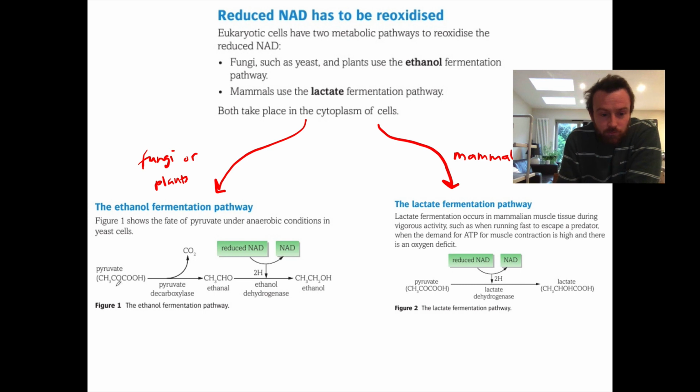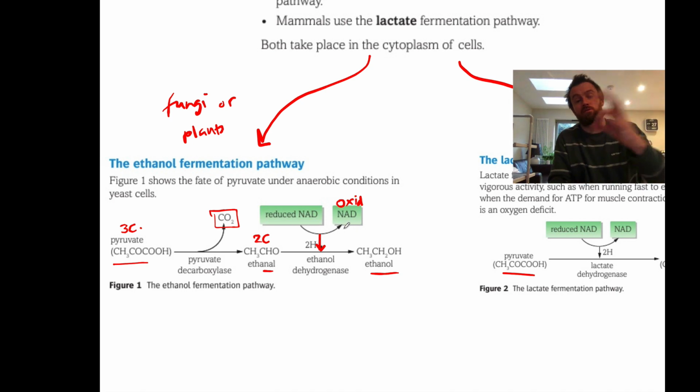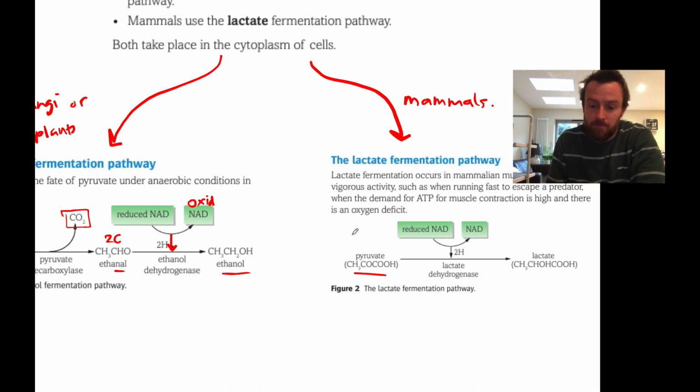Ethanol fermentation. Here we have pyruvate. Both of them start with pyruvate. Now pyruvate is a 3-carbon molecule. In the ethanol fermentation pathway, first we remove a carbon dioxide to give us a 2-carbon molecule called ethanal. Then that ethanal accepts hydrogen ions from reduced NAD. They're accepting the atoms to become ethanol. So reduced NAD is oxidized to oxidized NAD. Great, we've regenerated oxidized NAD, problem solved.